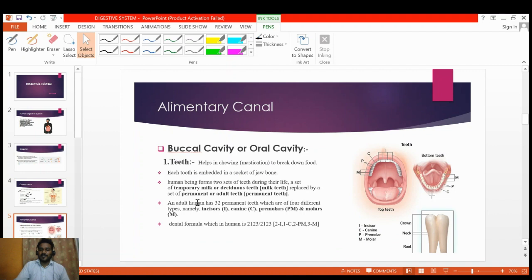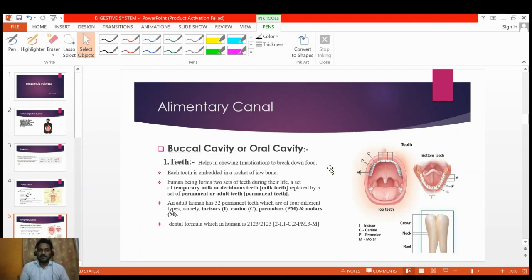So what is the alimentary canal all about? As I told you, students, the alimentary canal starts from the major region, that is the mouth, the buccal cavity. So let's study the buccal cavity or oral cavity. This buccal cavity comprises the teeth, which are very important and responsible for mastication of food. Mastication means breaking down the food into smaller pieces. This is the major role played by the teeth, that is mechanical digestion.